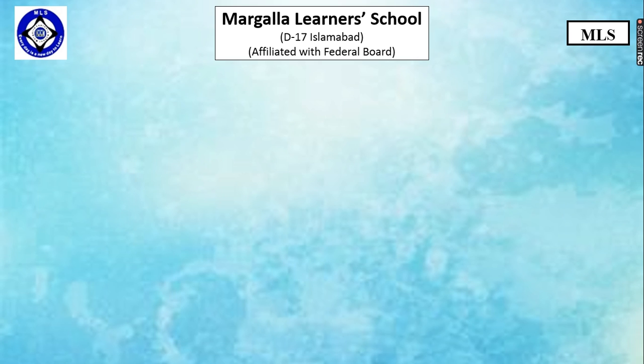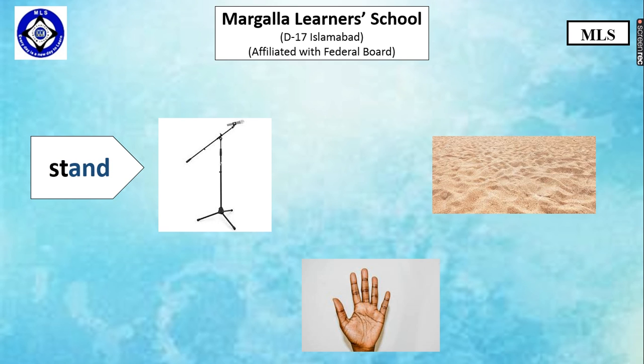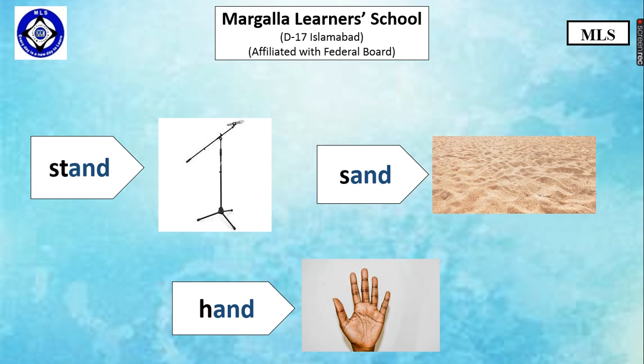Now let's come to the second picture on page 4 and let's see if you can name these things. The first one is a stand. Then we have sand. And the last one is hand. Now, can you tell the common thing in these three words?